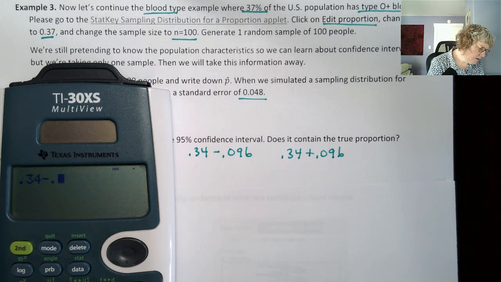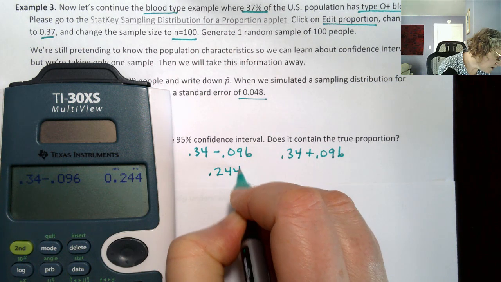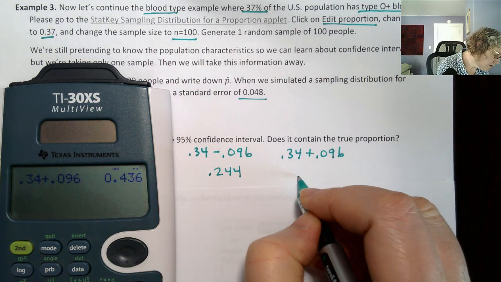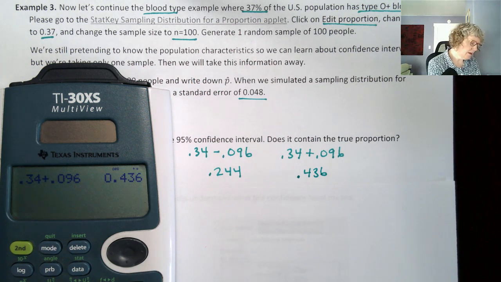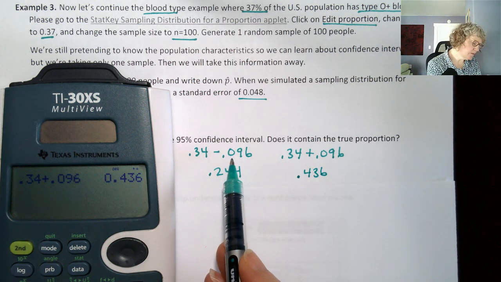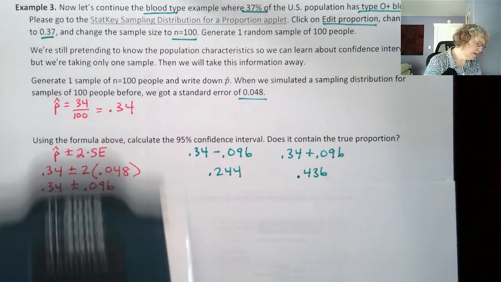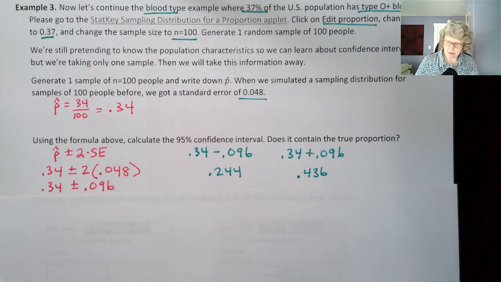0.34 minus 0.096 is 0.244. 0.34 plus 0.096 is 0.436. Okay, it's pretty close. This is 0.9. Oh, I guess it's 9%. It's quite a bit. I was thinking it was like almost 1%, but it's almost 10%.